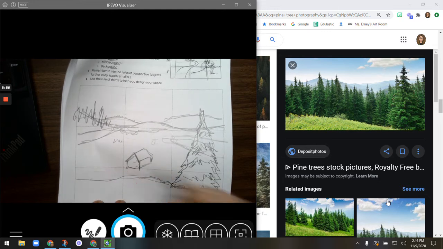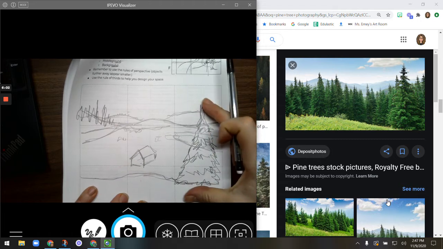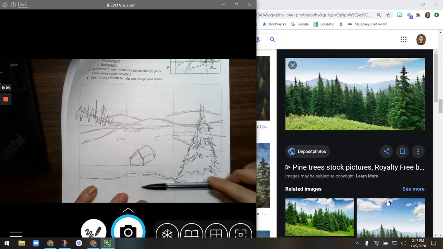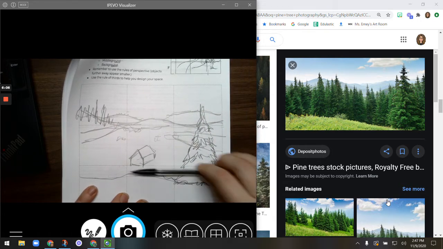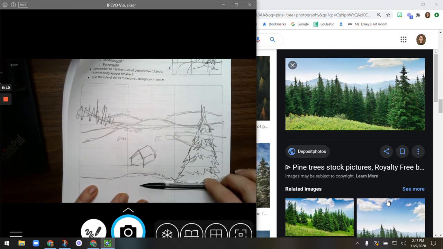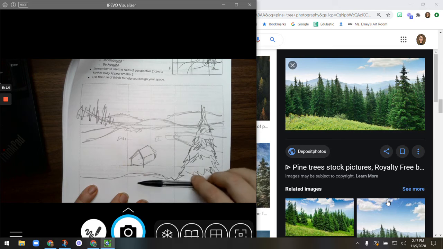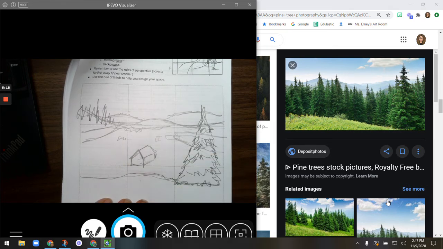Okay, so now you can see with space, this tree looks much closer than this house for two reasons. One, it's bigger in size, and two, the base of the tree is sitting lower than the base of the structure. Trees are tricky because you could say, oh, well, Miss Ernie, it's higher than. Yes, it is, but the base of it is sitting lower, and so it's closer. Okay, so there's my image so far.